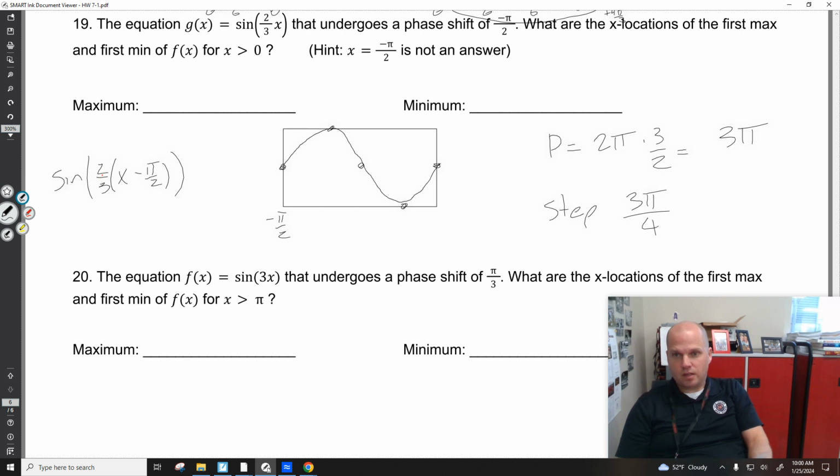Now, the step. Take my period, divide it into fourths. Period divided by 4. 3 pi over 4. I will add 3 pi over 4 times. I have to do some calculations. Minus pi over 4 plus 3 pi over 4. Well, that's minus 2 pi over 4 plus 3 pi over 4, which is positive pi over 4. That's my first max.